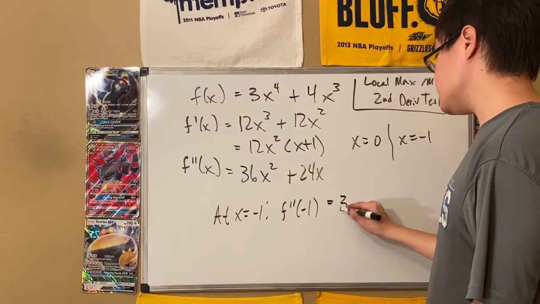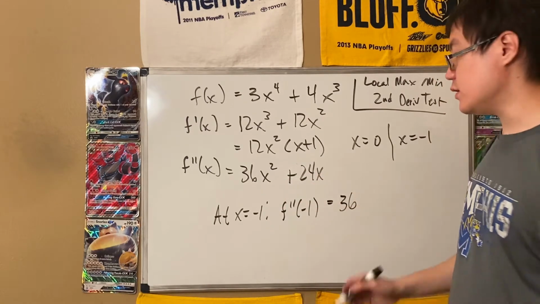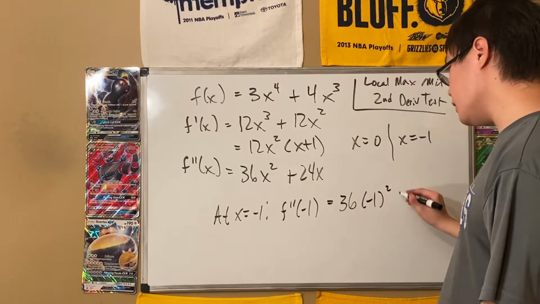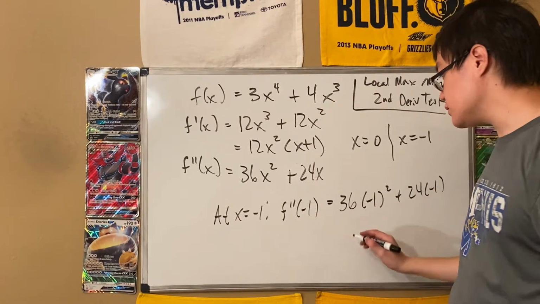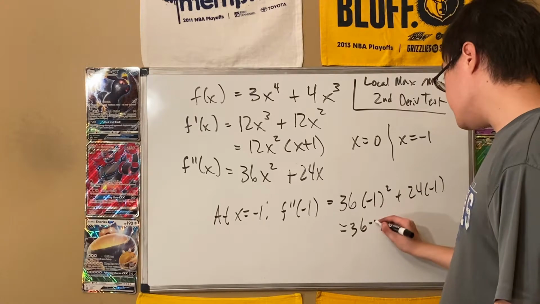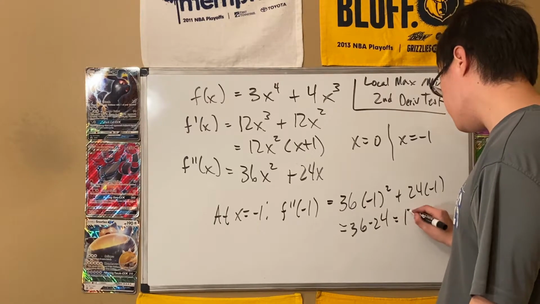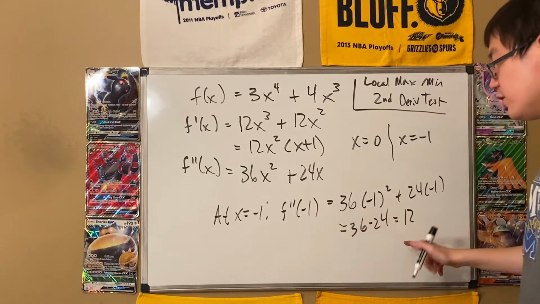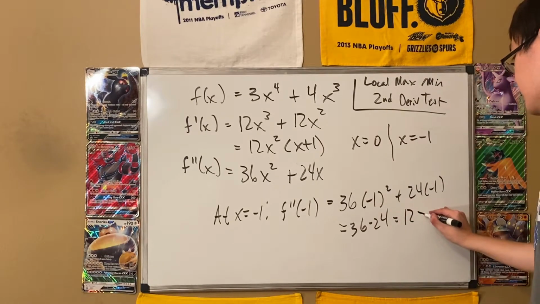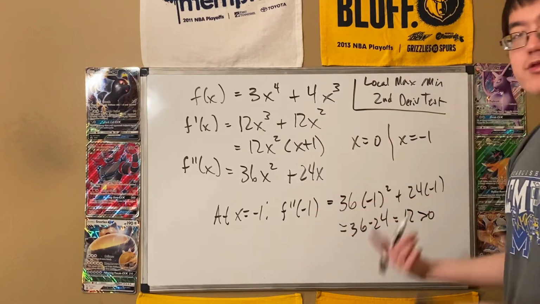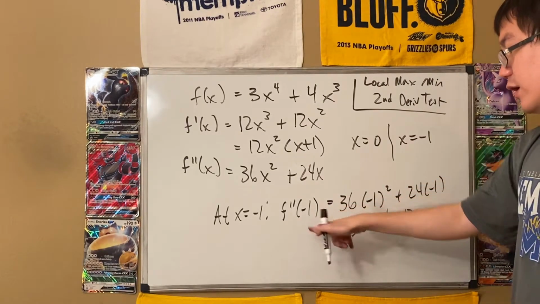So it's going to be 36 negative 1 squared, we'll write it out actually. So negative 1 squared is 1. So this should just be 36 minus 24. This is 12. And notice that the second derivative, we don't actually care about this number. We only care about whether it's positive or negative. Because it's positive, that means that this point, x is equal to negative 1.